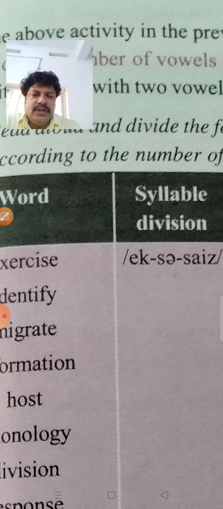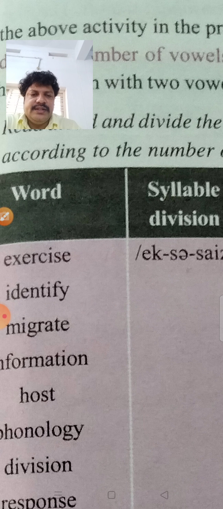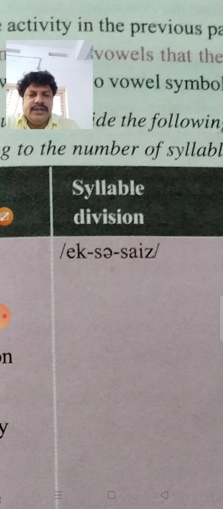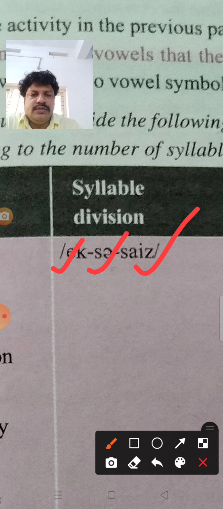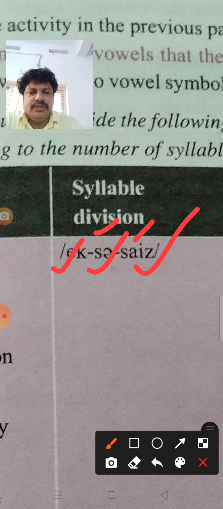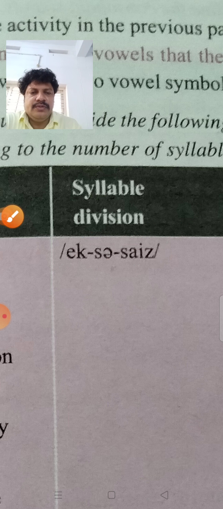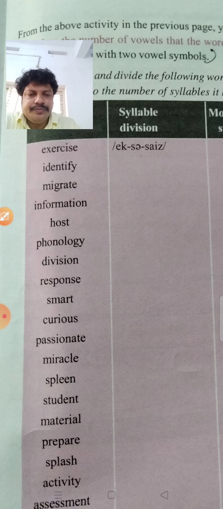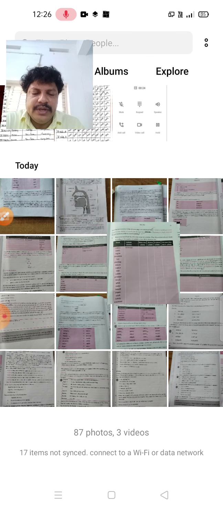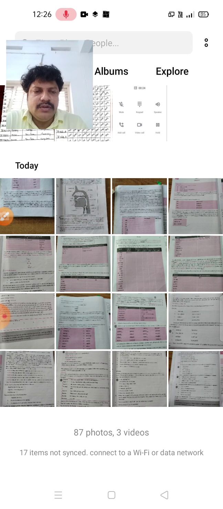Let us see syllable division. Here, exercise is divided into ek and ser-size. The syllable boundary is between them. There are vowel sounds: one in ek, one in ser, and another in size. So we divide into syllables. Next, smart. Can we divide smart? Where there is a vowel sound, there we make the syllable boundary and divide it. Okay, let's see.